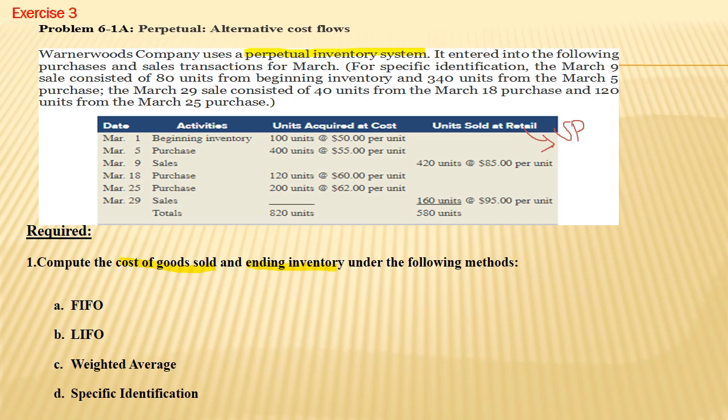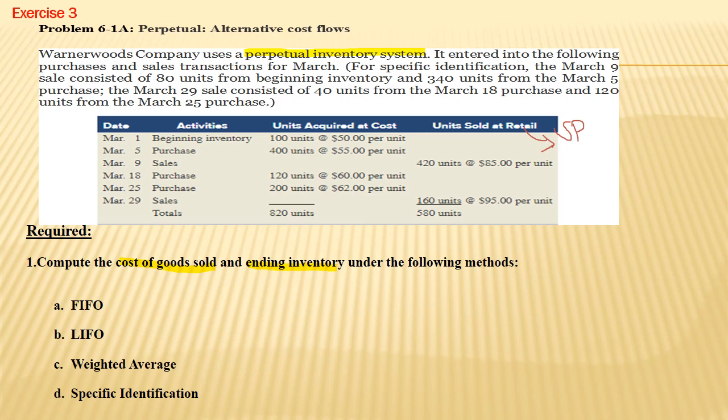What are these methods? They are the different inventory costing methods: either FIFO, first in first out, LIFO, last in first out, weighted average or moving average cost method, or specific identification. Let's briefly differentiate between these different inventory costing methods.